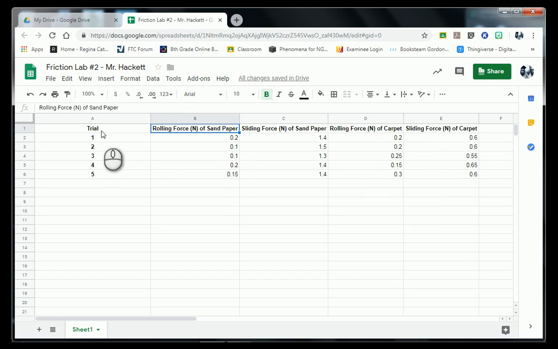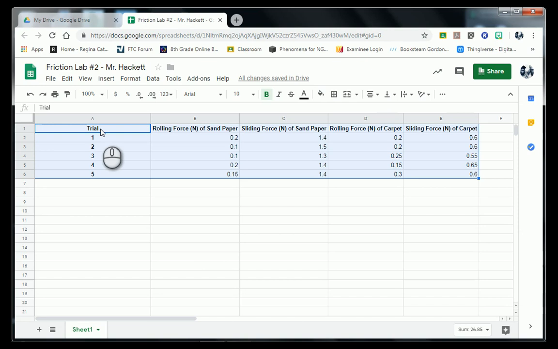So I'm going to go ahead and click on the trial. I'm going to scroll over to E1, and then I'm going to go all the way down to E6. Now remember those two numbers, because this is going to come up and we're going to have to make some changes. So E1 to E6.